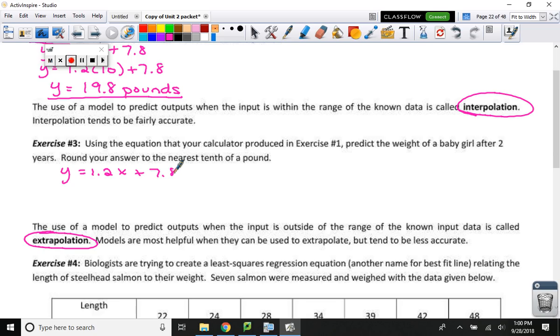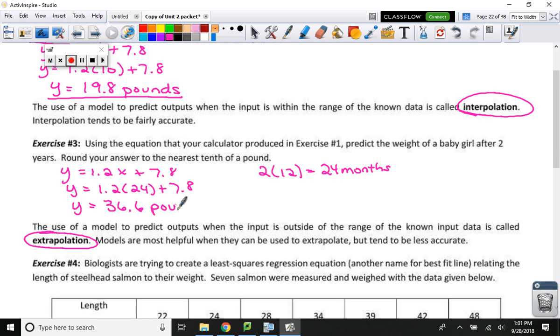Predict the weight of a baby after 2 years. Okay, well, first of all, it's 2 years, and we need months to even use this equation. So we know that 2 years times 12 is 24 months worth of time. You can't put in 2 years in this equation because x is representing months for us. So y equals 1.2 times 24 plus 7.8. And we are predicting that after 2 years, your baby will weigh approximately 36.6 pounds.